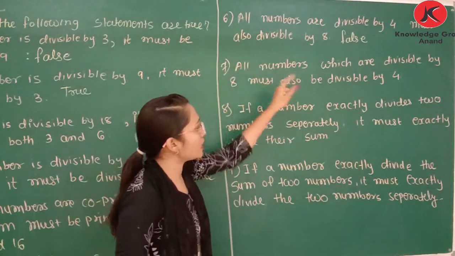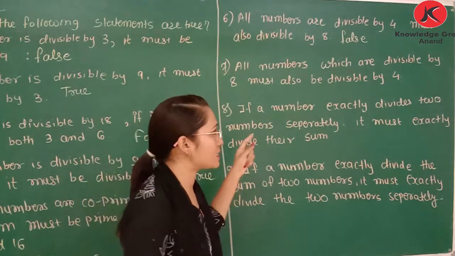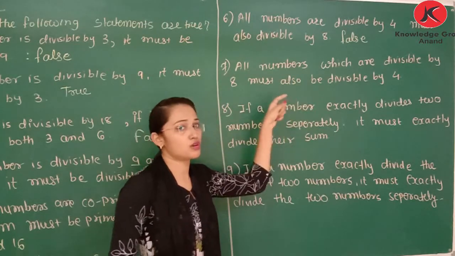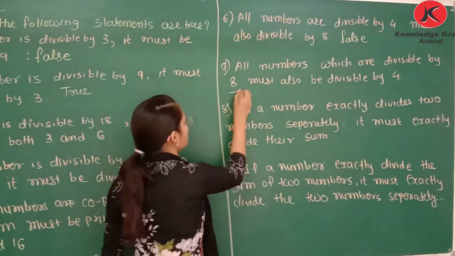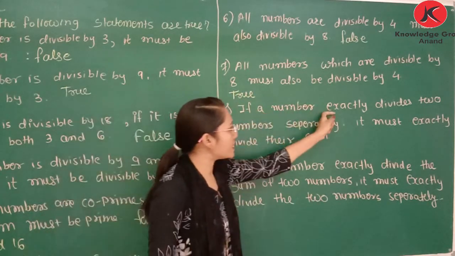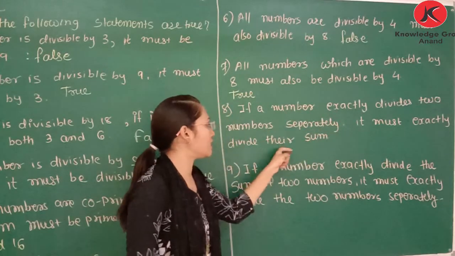All numbers which are divisible by 8 must also be divisible by 4. Then it is a correct statement. Why? Because a factor of 8 is 4. That's why it is also divisible by 4. So it is a true statement. Clear?